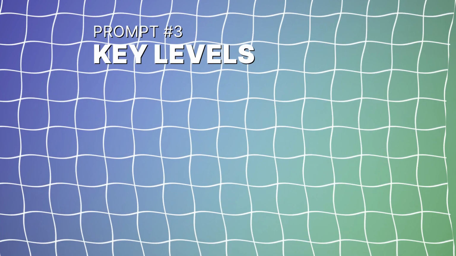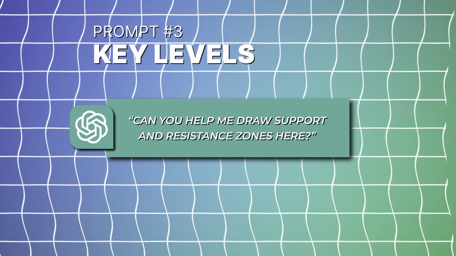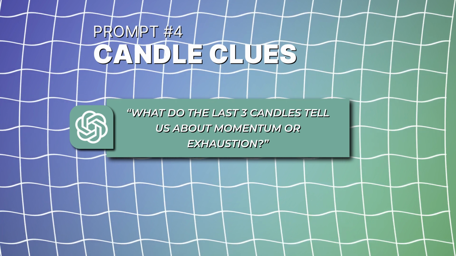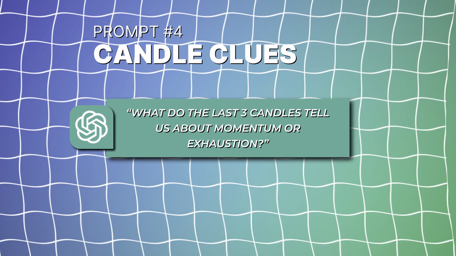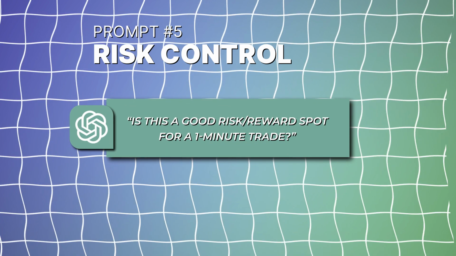Prompt 3, key levels. AI can highlight hidden zones you might miss. Prompt number 4, candle clues. Especially useful after sharp spikes or drops. Prompt 5, risk control. This prompt keeps you from chasing price. Use these prompts smartly, combine them well, and you will see what's gonna happen.